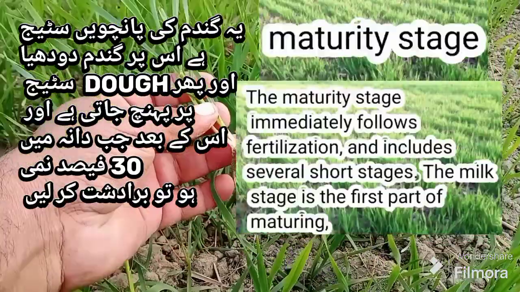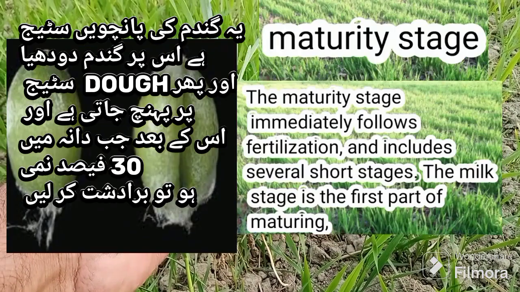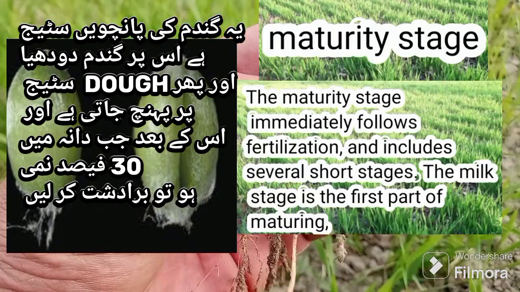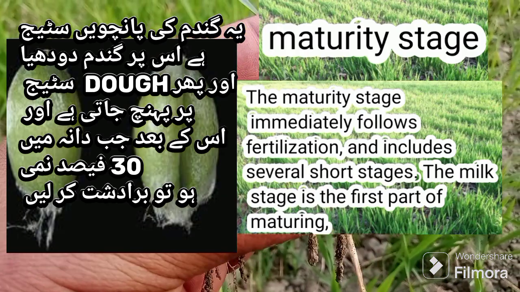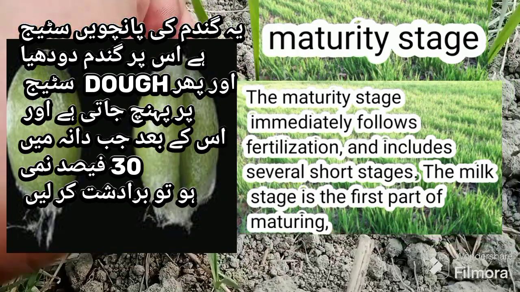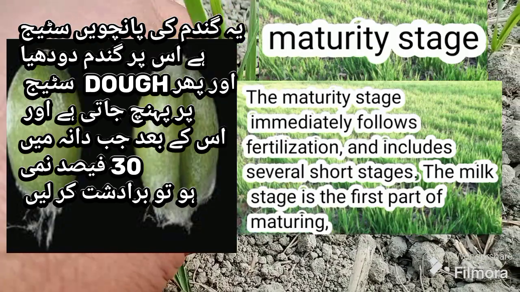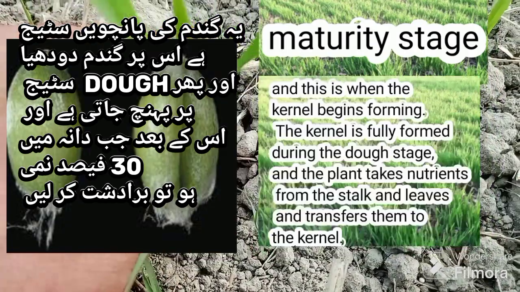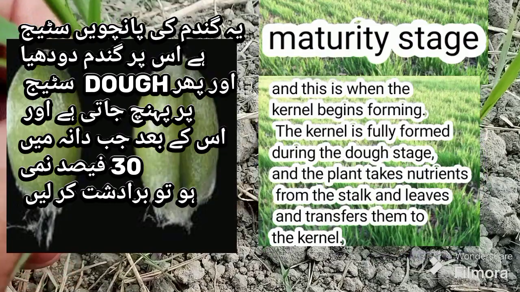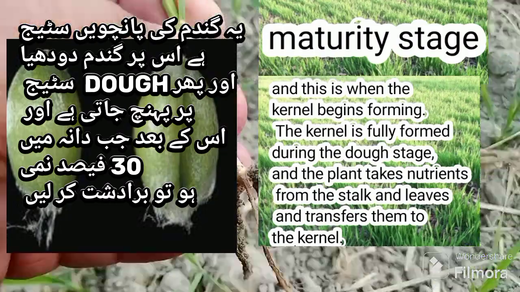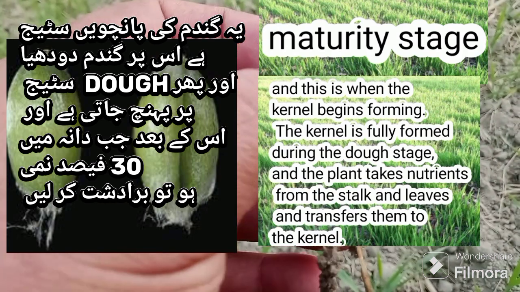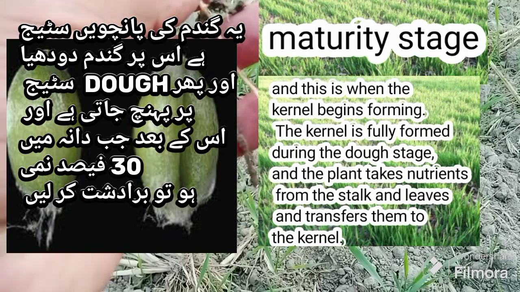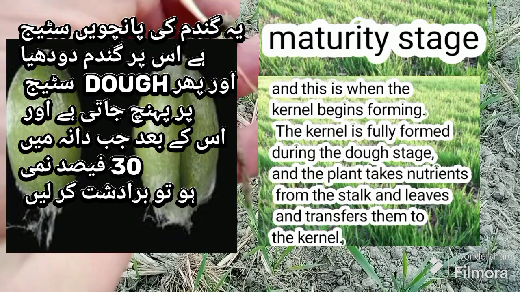The fifth stage is the maturity stage. The maturity stage immediately follows fertilization and includes several short stages. The milk stage is the first part of maturing, and this is when the kernel begins forming. The kernel is fully formed during the duff stage, and the plant takes nutrients from the stalk and leaves and transfers them to the kernel.